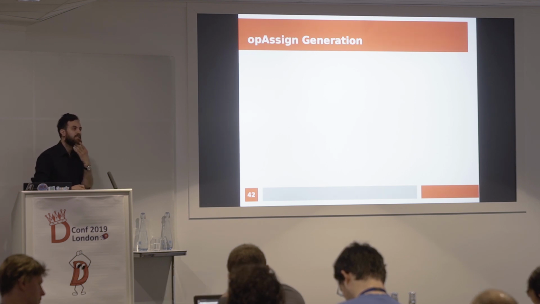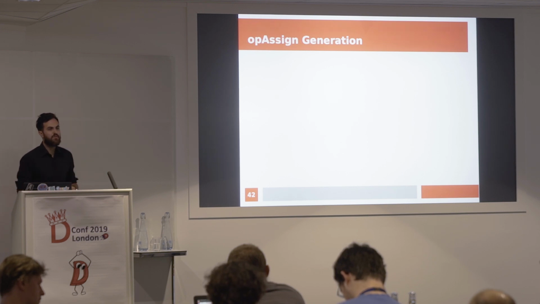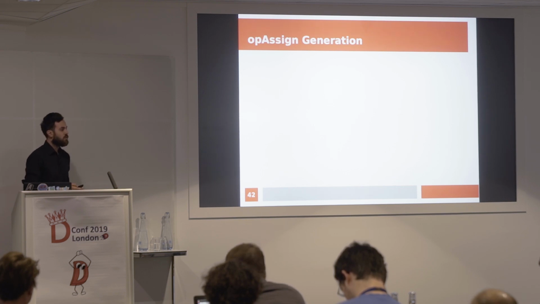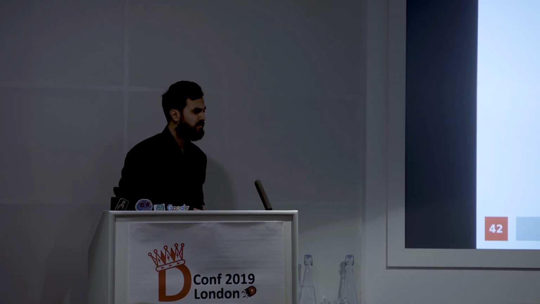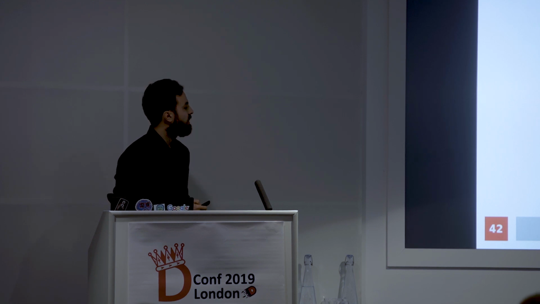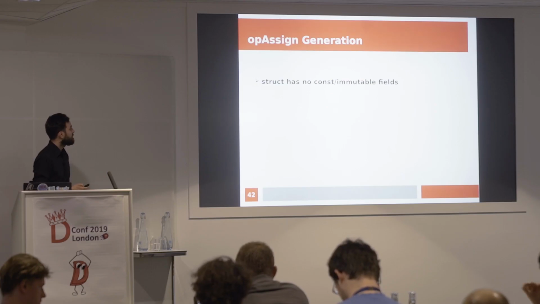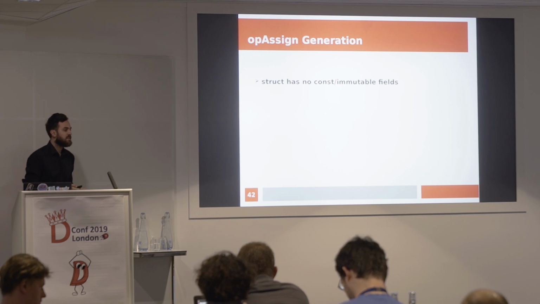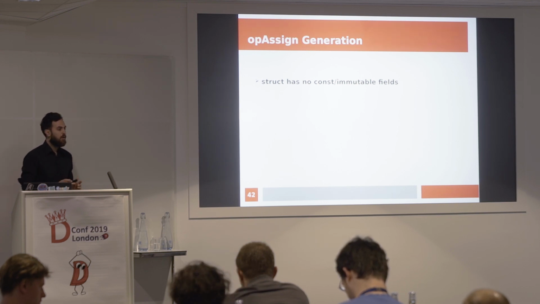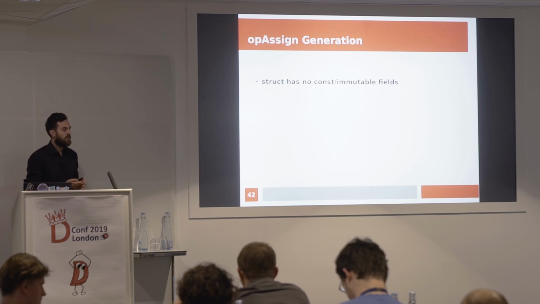So in C++, practice has shown that in some situations, the copy constructor and the assignment operator both have the same body. So it would be really cool if we would not make the user offer them both when a copy constructor is sufficient. So in order to do that, we would require that the struct does not have any constant immutable fields. Why this? Well, then the struct is not assignable.